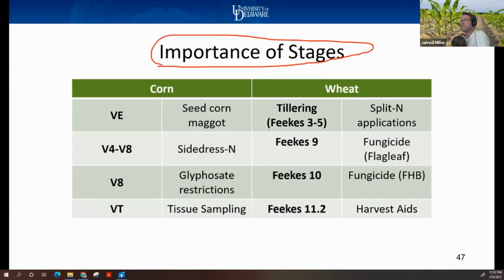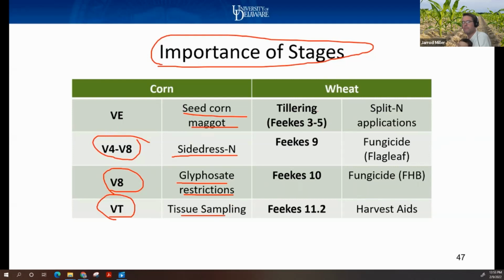But for corn, let's say you want to look for certain things. Well, VE is when we know there's going to be seed corn maggot. V4, V8, the reason we want to be able to count those leaves is that's when we recommend you side dress or put your second application of nitrogen out. At V8, typically past V8, there's restrictions on applying glyphosate because it can start to hurt the ear. And VT, if you've ever seen any of our research on tissue sampling or nutrients in corn, it's typically when you go through and grab an ear leaf, right? About VT to R1, you grab an ear leaf for tissue sampling. So recognizing these stages helps you make certain decisions.